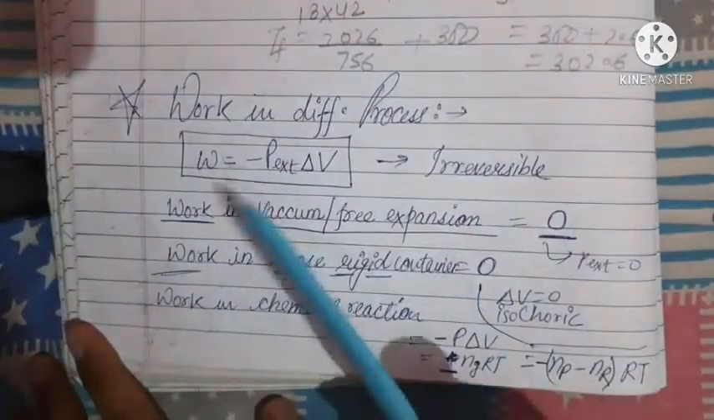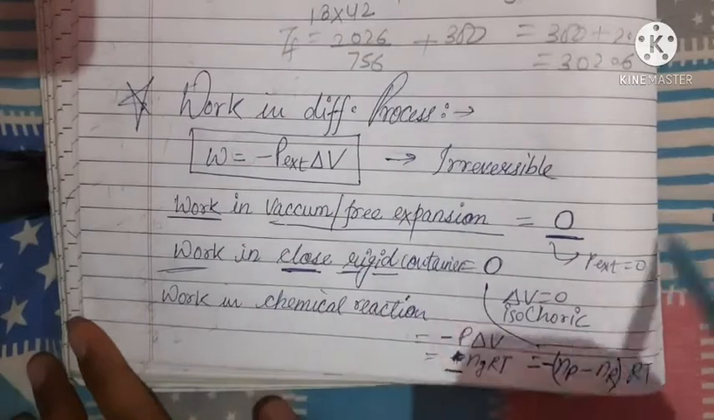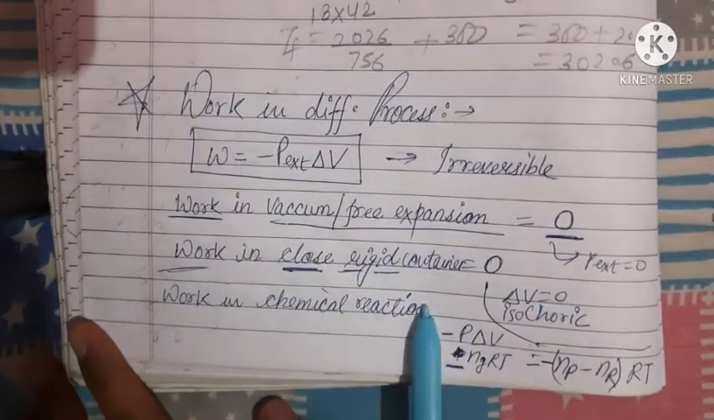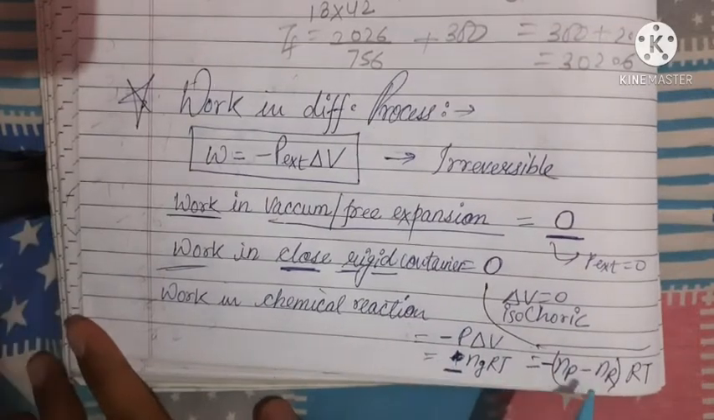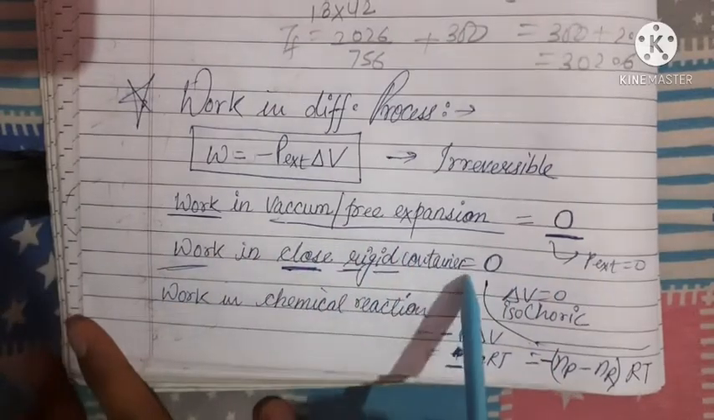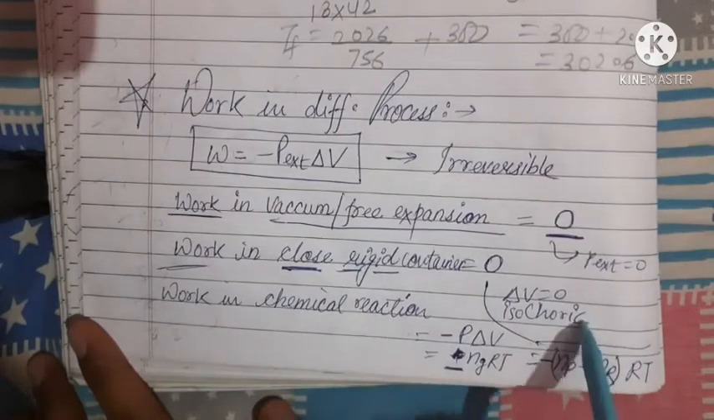Work in different processes. W equal to minus P external delta V, irreversible. Work in vacuum or free expansion is 0. Work in closed rigid container is 0. Work in chemical reactions is minus P delta V, or minus delta ng RT. In closed rigid container, volume is constant, so delta V equal to 0, isochoric. Closed rigid container means isochoric process.